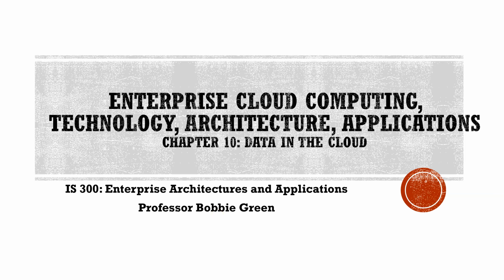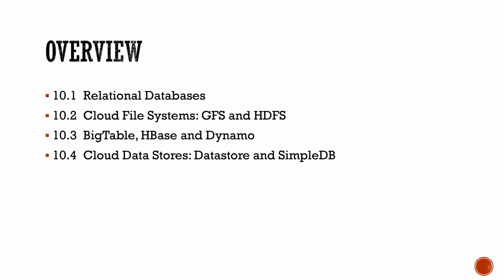Everyone, welcome to IS 300 and today's discussion of one of my favorite topics, data in the cloud. In this chapter, we talk about relational databases, cloud file systems including Google File System and Hadoop's distributed file system. We talk about Bigtable, HBase, and Dynamo, and we talk about two data stores, Data Store itself and SimpleDB.